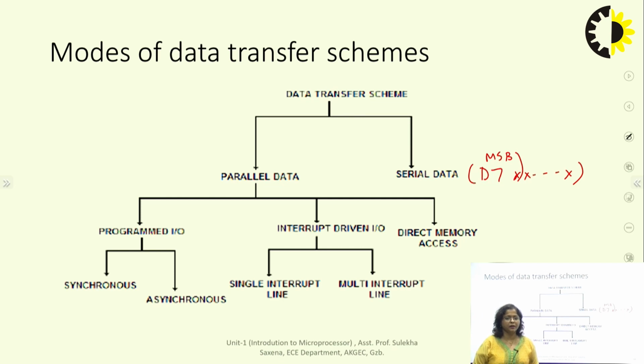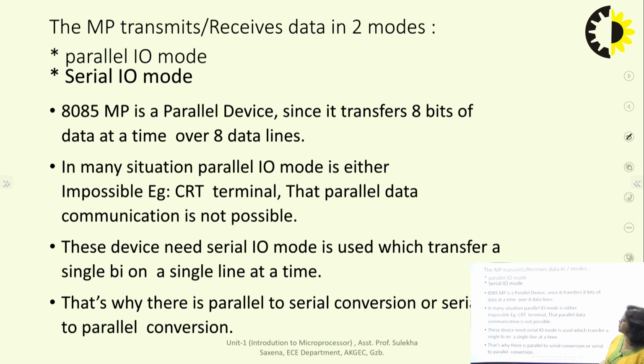In case of interrupt, when microprocessor executes some kind of interrupt, there can be single interrupt line or multiple interrupt lines. The data transfer during interrupt is called interrupt driven data transfer. And when the memory has to transfer a bulk of data to IOs, then it uses DMA, that is direct memory access. We will consider all these topics one by one.